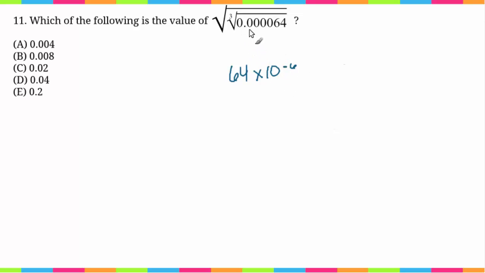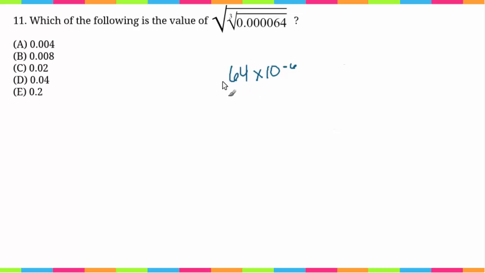Remember, whenever you move a decimal to the right, this exponent is negative. You can also remember that because if it was 10 to the positive 6, that's going to be a huge positive number, and that's going to make this 64 bigger. But we didn't make it bigger, we started with a smaller number. So we need this to make the 64 smaller.